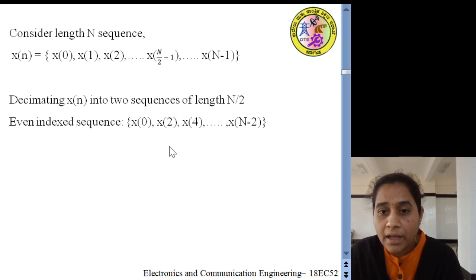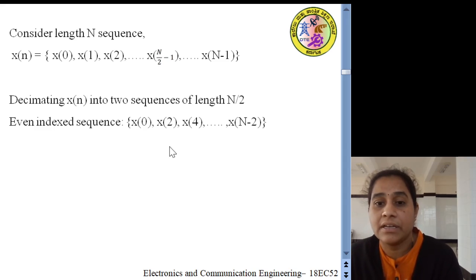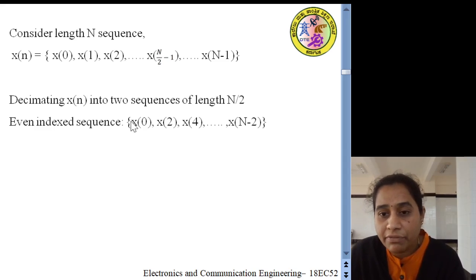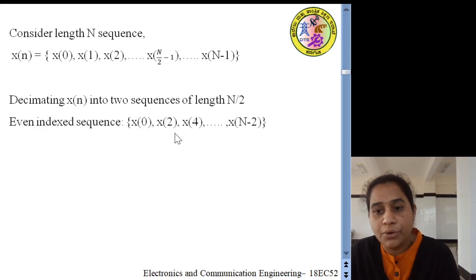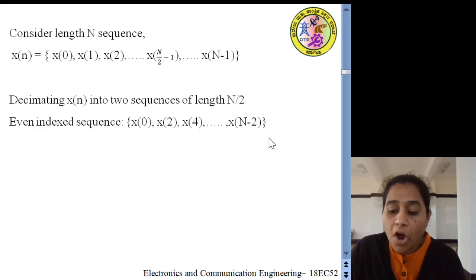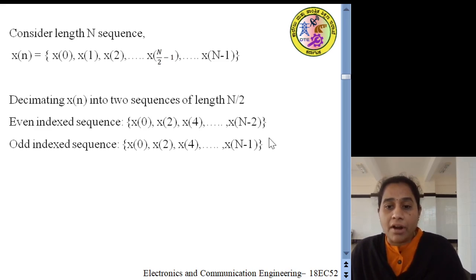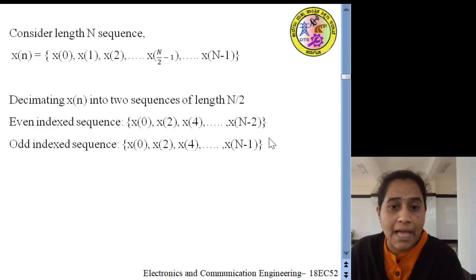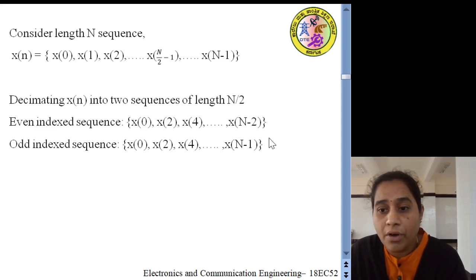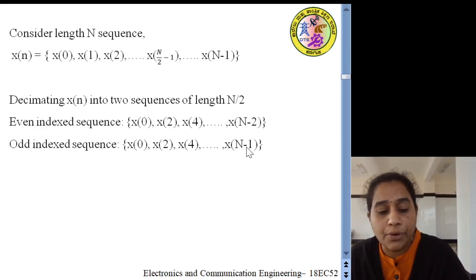How we are splitting is we are considering the sequence which has even indexed values and the sequence which has odd indexed samples. So observe, the even index sequence we got here is x of 0, x of 2, x of 4, up to x of N minus 2. Similarly, the odd index sequence has the samples x of 1, x of 3, up to x of N minus 1.